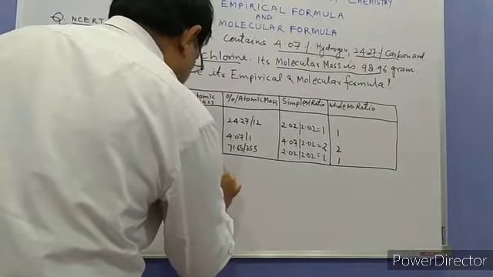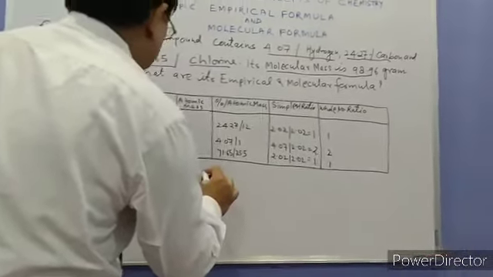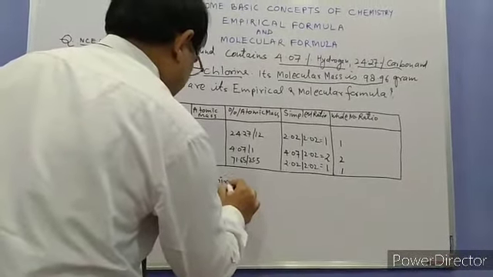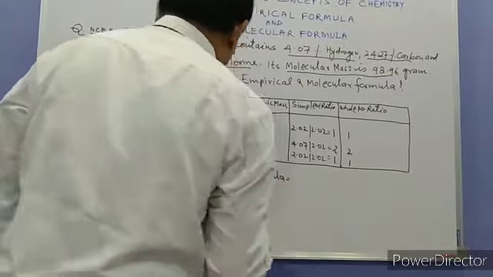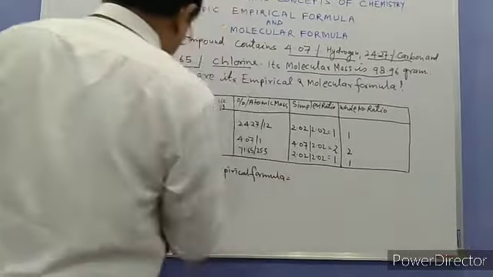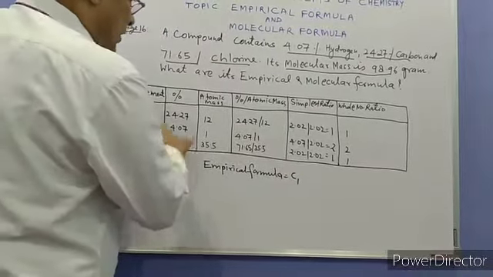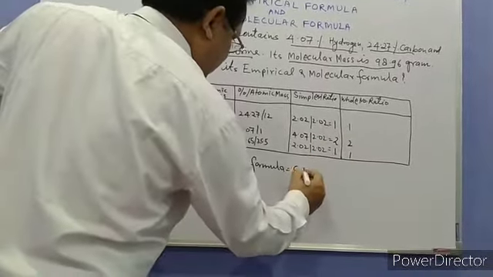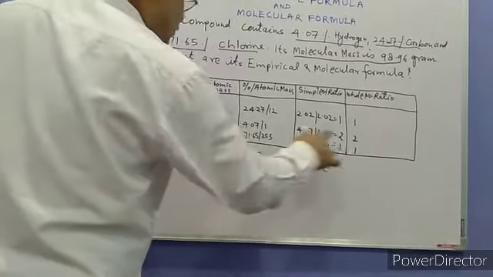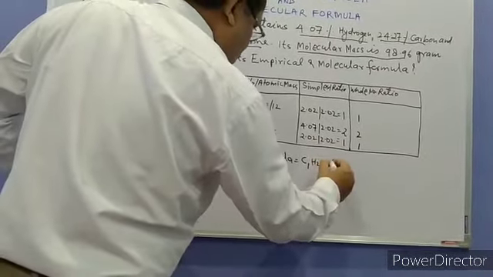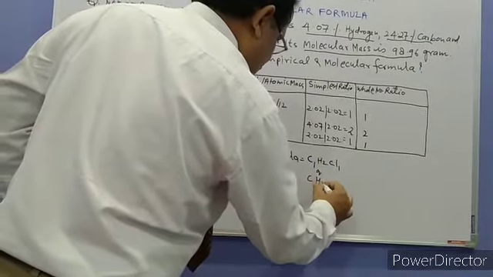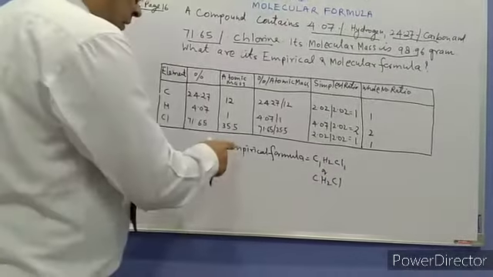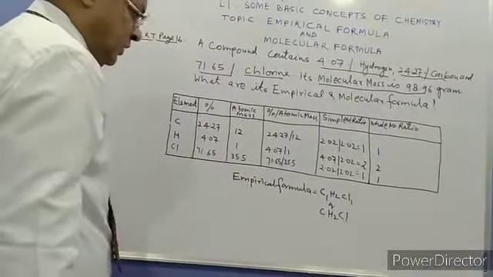Now the empirical formula: carbon is 1, so C1. Hydrogen is 2, so H2. Chlorine is 1, so Cl1. The empirical formula is CH2Cl.